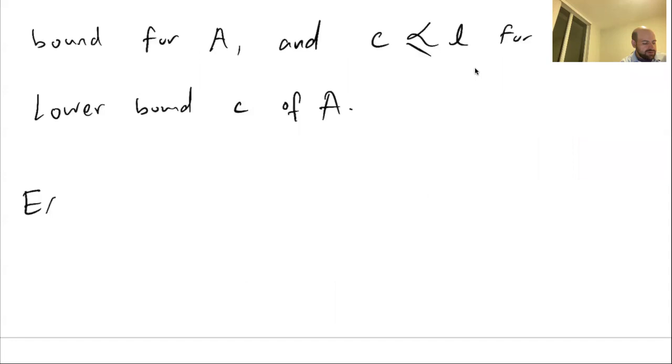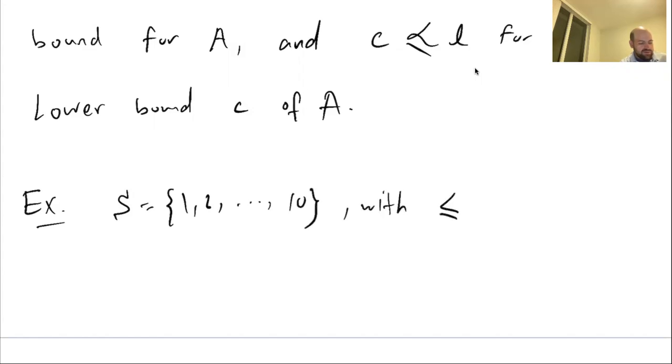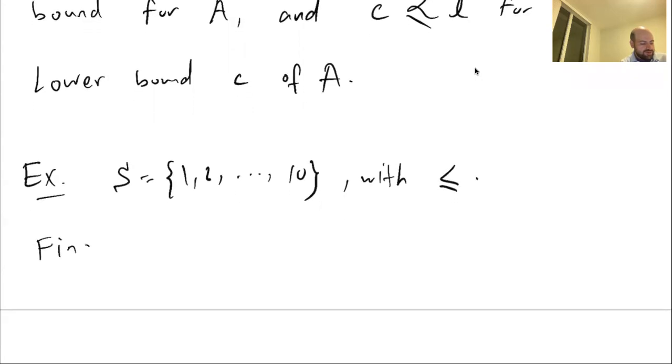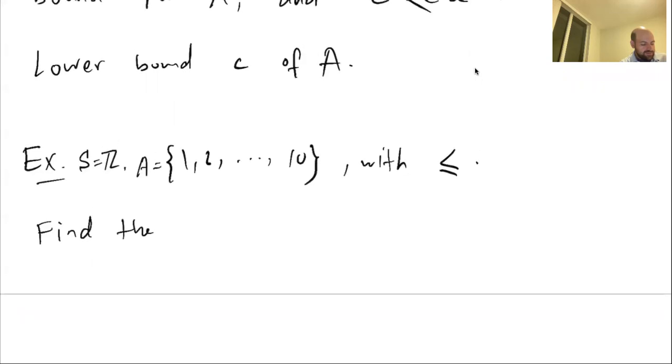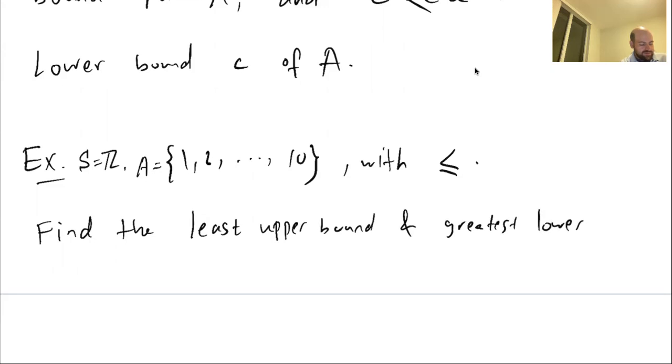Now this clearly less than or equal to can be the actual less than or equal, or dividing, or a subset. So let's look at an example. Let's say S equals Z, and A equals this set, the integers 1 to 10, with the actual less than or equal. Find the least upper bound and greatest lower bound of A.